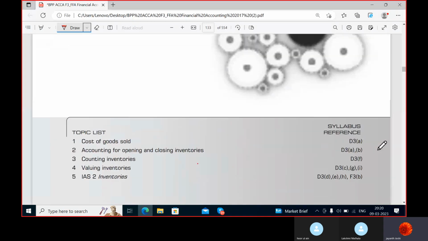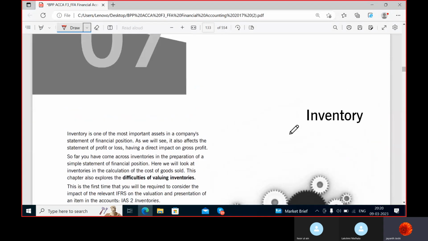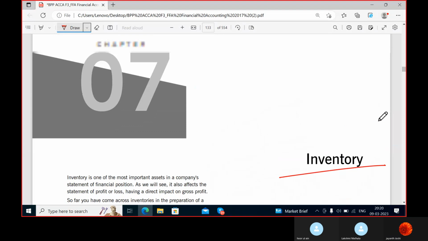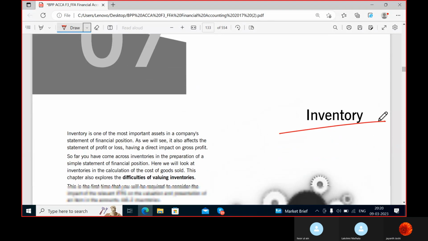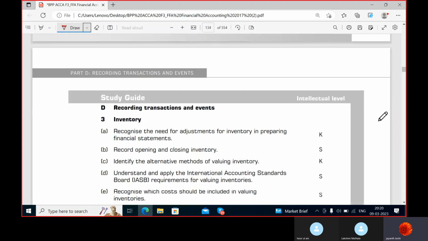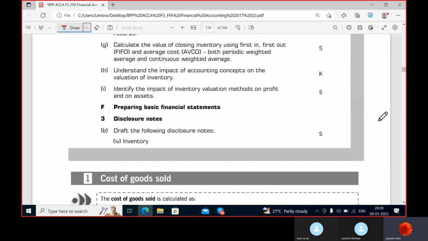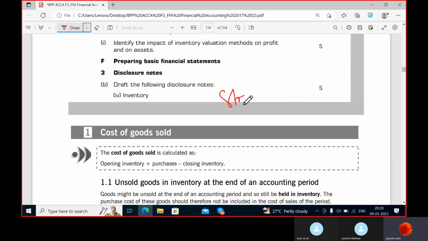So today's topic is inventory. Chapter number 7. See, what is inventory? Inventory can also be said as stock. Am I right? Stock or inventory mean one and the same. Why? What is the use of stock in the business or inventory in the business? Definitely the stock or inventory is purchased by the business or the proprietor of a business to resell.